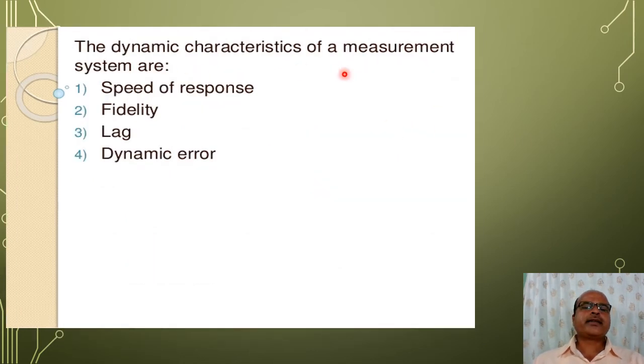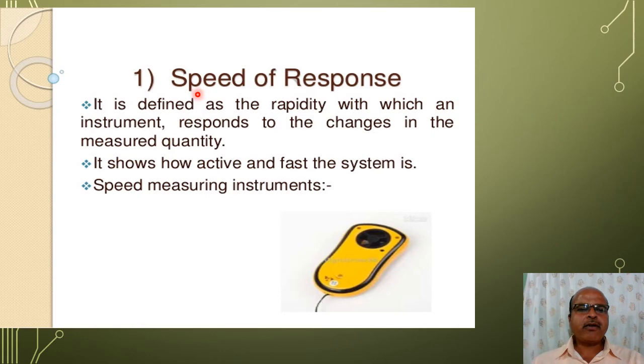Then the dynamic characteristics of a measurement system are: speed of response, fidelity, lag, and last is dynamic error. So we will take one by one. First is the speed of response.